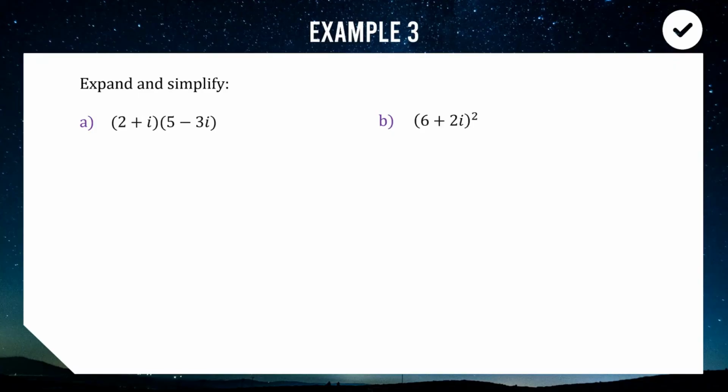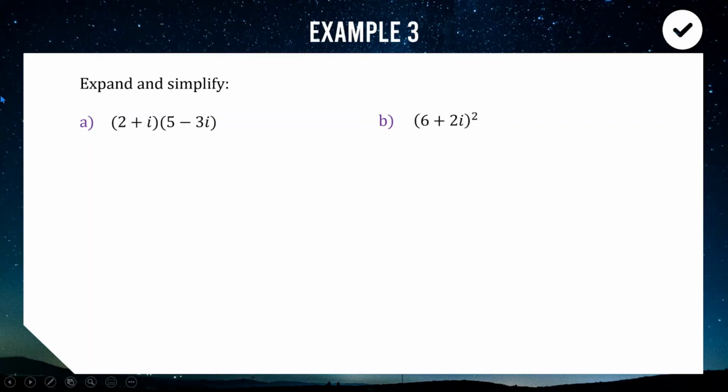Okay, up next we have some more examples of working with algebra using complex numbers. So we have some bracketed terms that we're going to expand and simplify. So we're going to approach these using our standard binomial expansions that we've been using for a few years now. Only thing to be aware of is that if you multiply i by i, you get minus 1. Okay, that's the only trick to these questions.